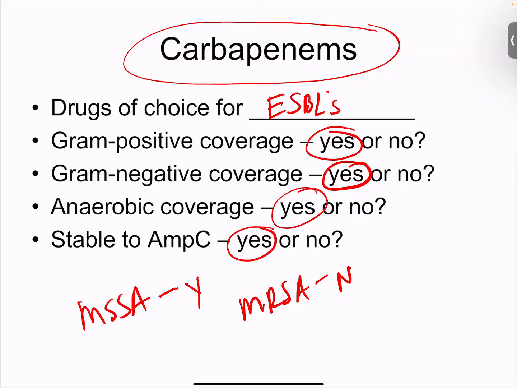Are these narrow or broad? Very broad. Okay. Is this something you want to put somebody on initially and keep them on if not necessary? No. Nope.